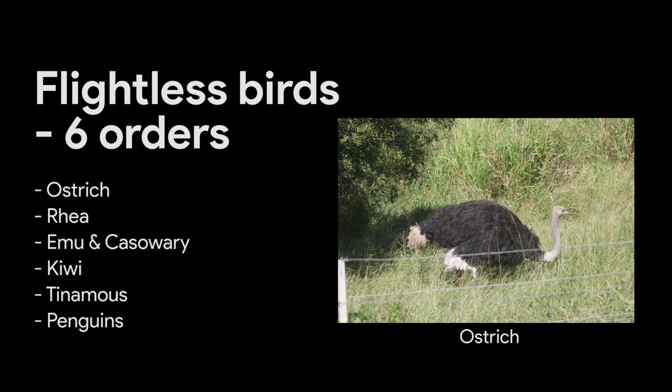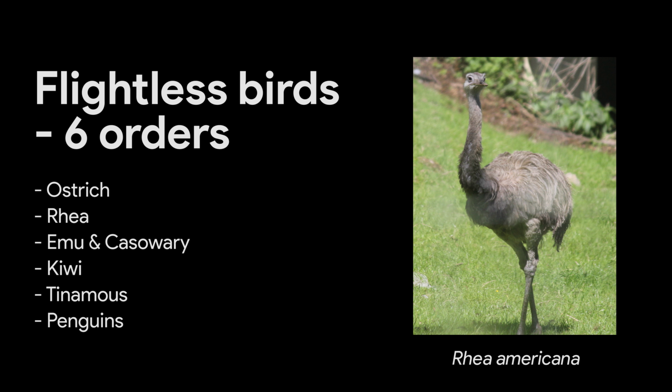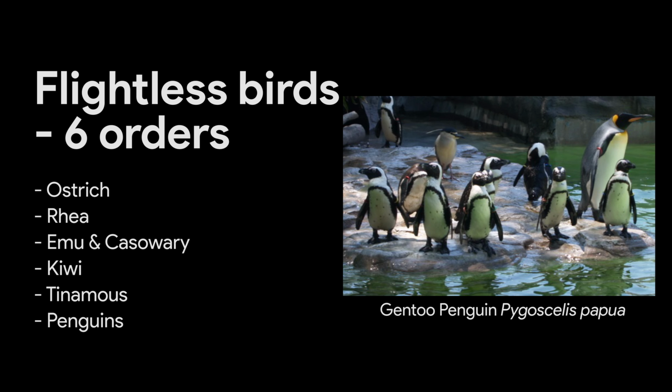Flightless birds generally fall into 6 different taxonomic orders. Birds from these orders include ostriches, the rhea, emu, cassowary, kiwi, tinamous, and the penguins.